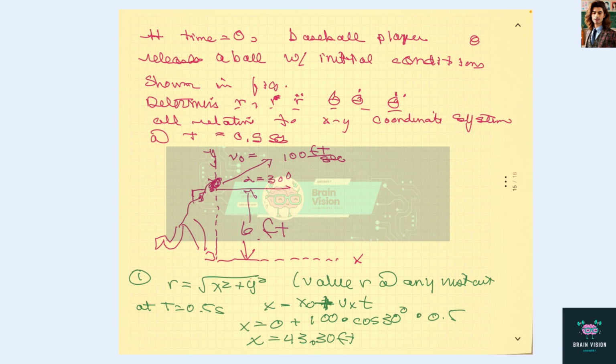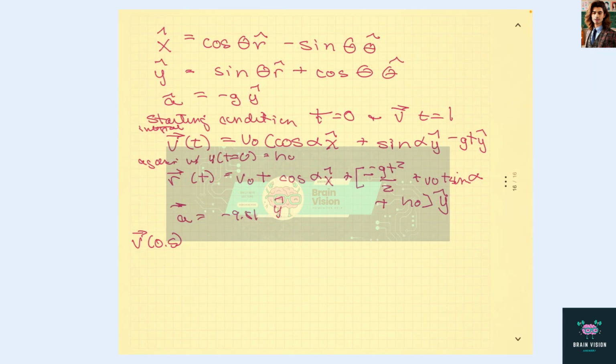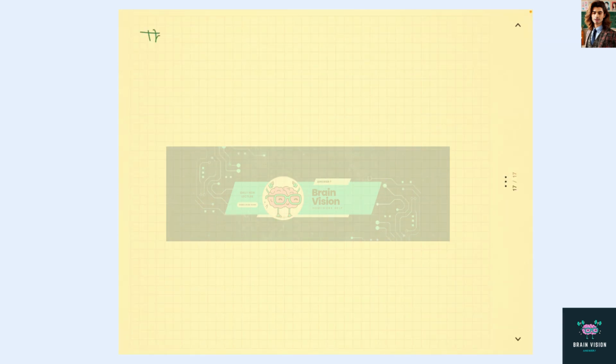Okay, let me go to my next page. Now, the x0 and the v0 are the initial x-axis coordinates and the velocity at t equals 0 seconds.